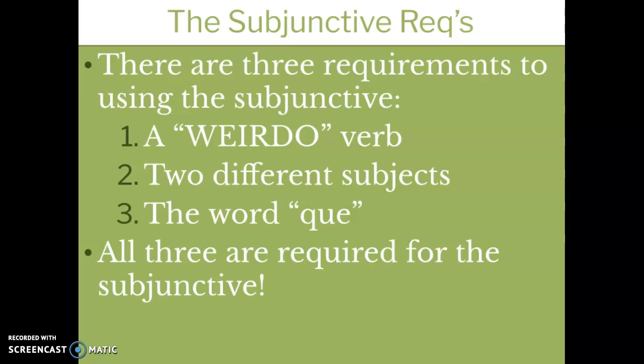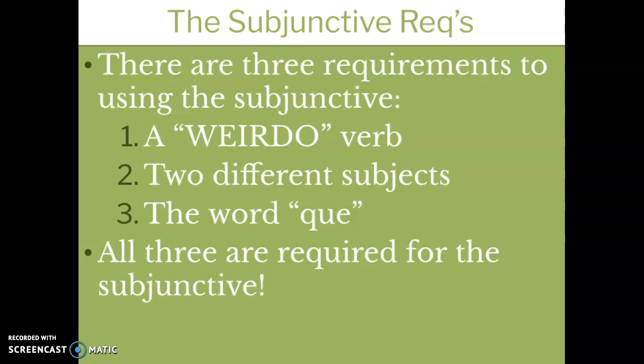So going back to weirdo. Weirdo is an acronym to help you guys. So, looking at weirdo, the W is going to stand for wish or will. The E is going to stand for emotions. I stands for impersonal expressions. R stands for requests or recommendations. D stands for doubt and denial. And O stands for ojalá, which means I hope in English.